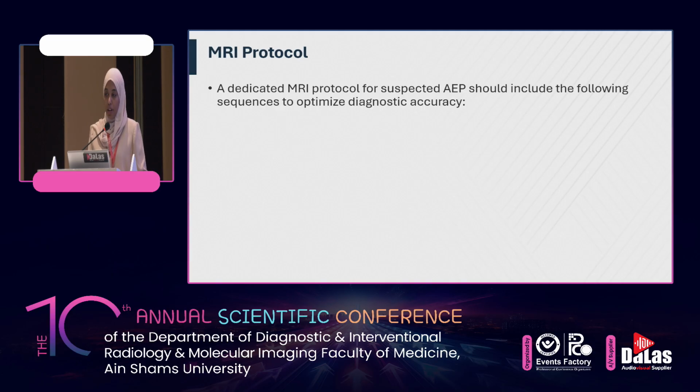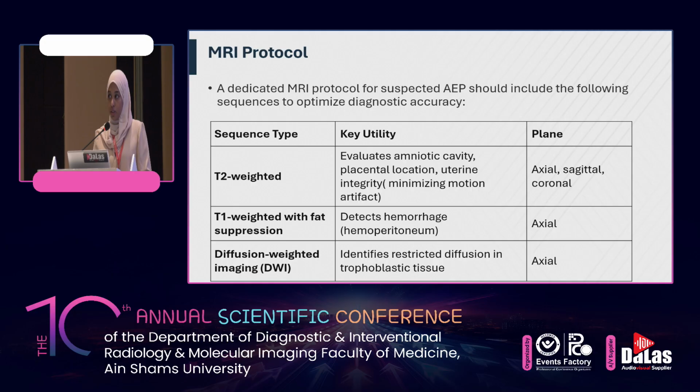So this brings us to the MRI protocol during pregnancy. If we suspect an abdominal ectopic pregnancy, there are some sequences that are important to include to optimize diagnostic accuracy. We wholly depend on T2 weighted imaging to evaluate the amniotic cavity, the placental site, the uterine integrity, and also to minimize motion artifact from the fetus. T2 weighted imaging with fat saturation also detects hemorrhage if there is any hemoperitoneum, and diffusion weighted imaging identifies diffusion restriction in trophoblastic tissue if we suspect that.